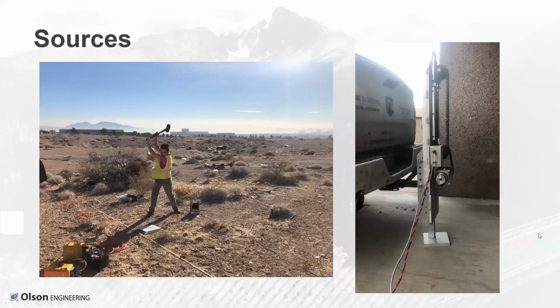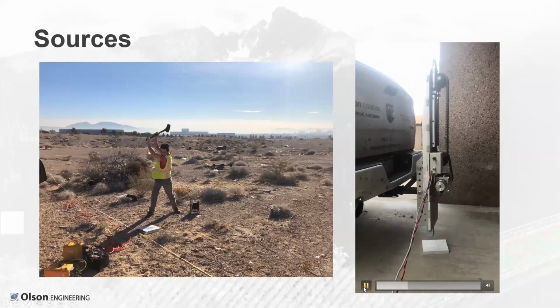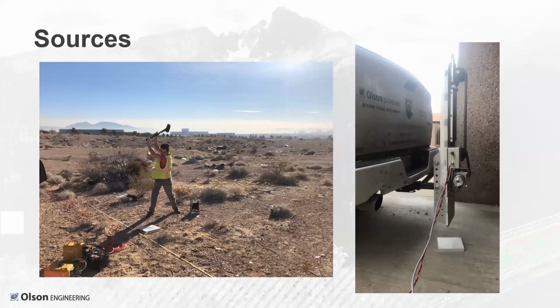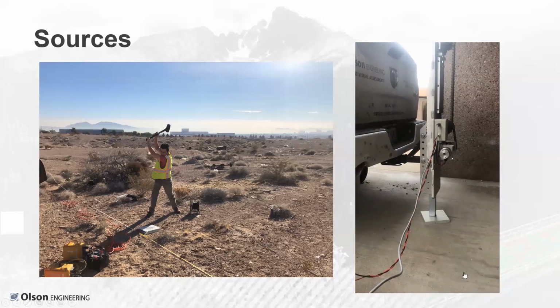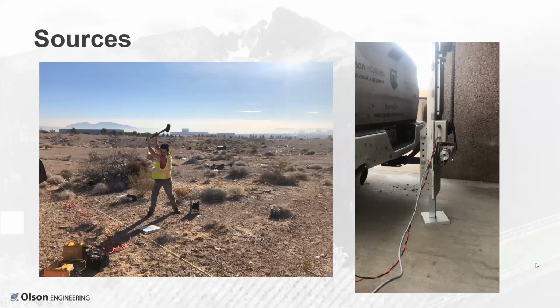The other thing that you need is a source. The most common source is a person hitting the ground with a sledgehammer. This is me in Las Vegas. And less common, but certainly more powerful, is an automatic weight drop. That's what we have here. This is an automatic weight drop that we have at Olson Engineering.